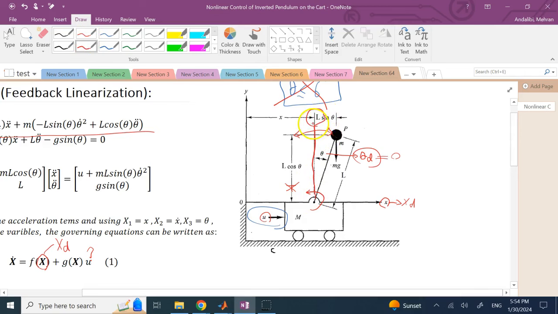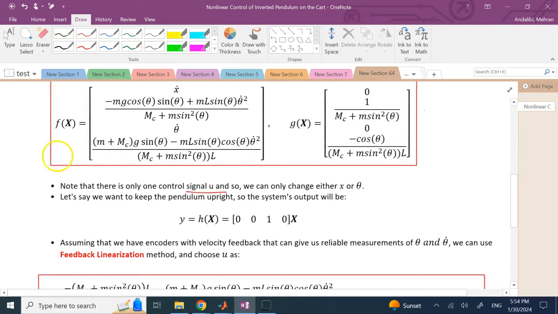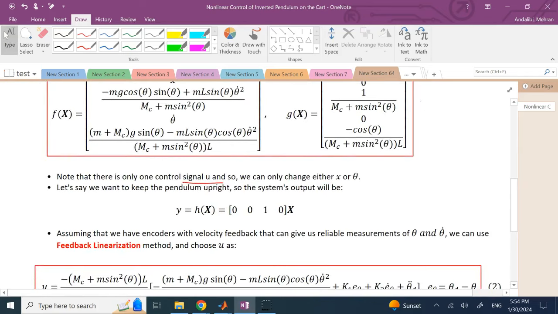But sometimes, no, really, this angle might not be of interest. You want to move this cart to a desired position, okay? So you have to keep in mind you can only go for one of them because you only have one control signal here. And I'll show you how to do for both of the scenarios.